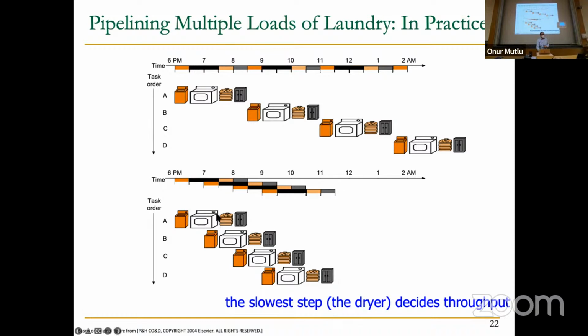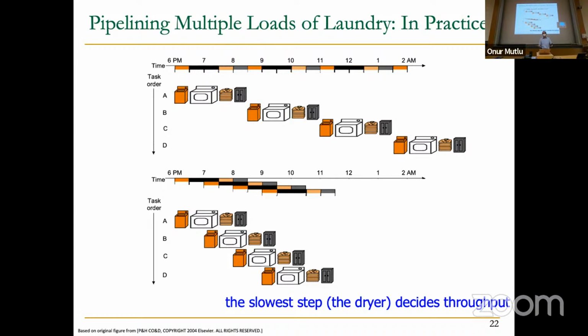So basically, the slowest step, the dryer that takes 1 hour, decides the throughput of your pipeline. As you can see, as a result, your throughput reduces. And this happens also in real machine pipelines. So, for example, memory access takes 2 cycles for some reason. What do you do about it? Well, what can you do about it?